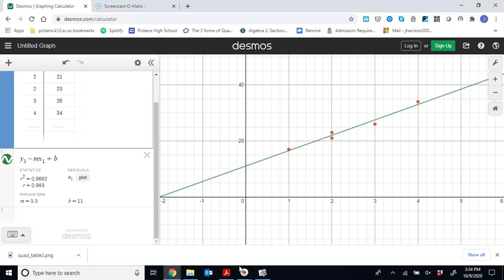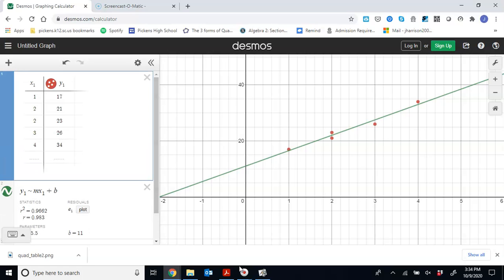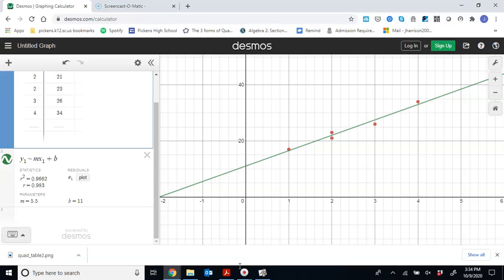So you have this ability to plug in a table and tell the calculator to find the y equals mx plus b. Just notice it's y1 and x1, and notice that you use this little squiggly equal sign.